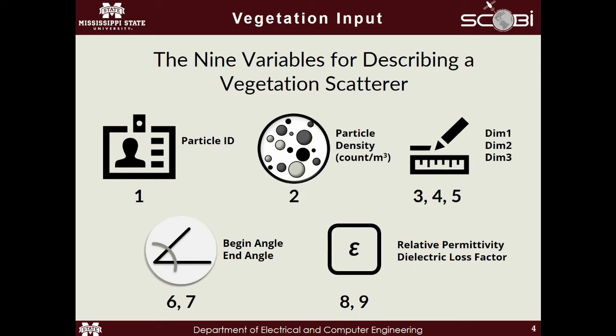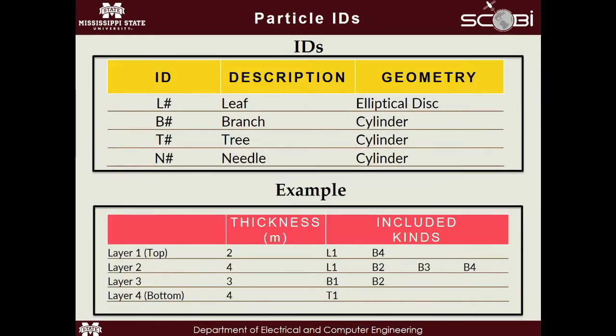The variable name in here is probably not something that's going to be in your notes, but you get the idea. Next, there's going to be the particle density, or how many objects like this are in a cubic meter. There are 3 dimension values that we'll get to. They are dependent on a couple different things. The begin and end angle, again, I need to try to help visualize that part, so we'll get to that when we get to it. And lastly, the relative permittivity and dielectric loss factor of that value.